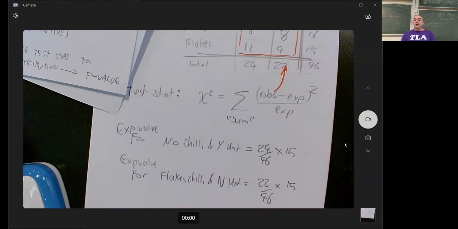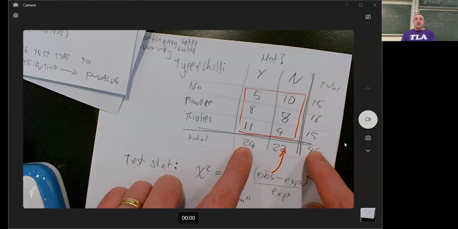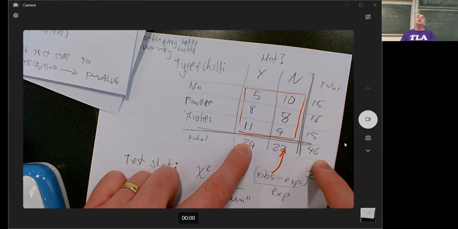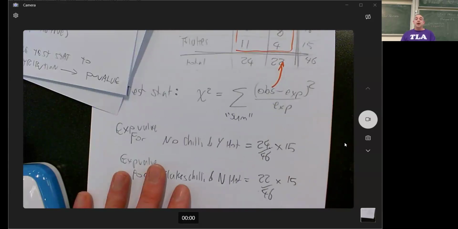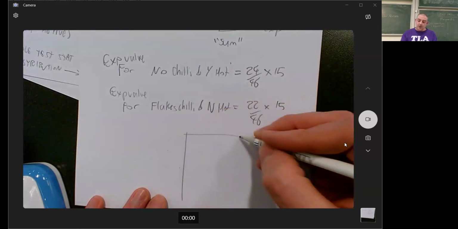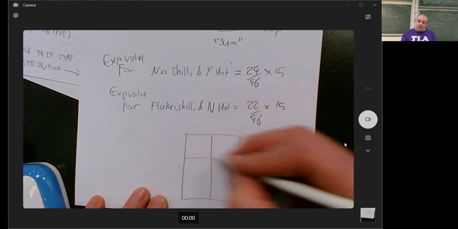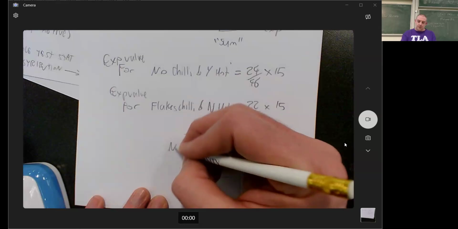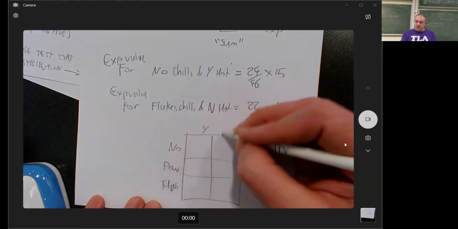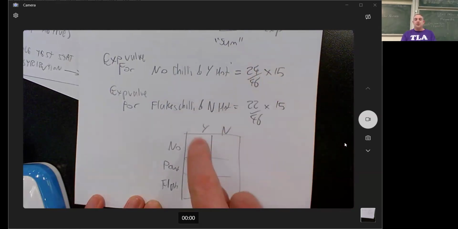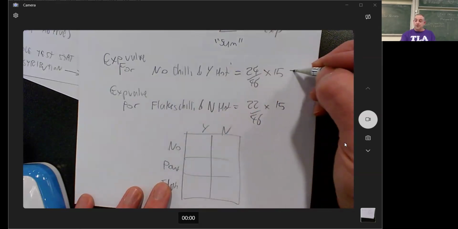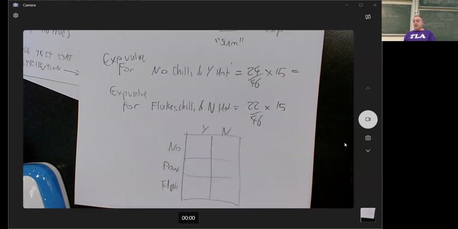And that's how you do it. You do this out of this times this, or you can do this out of this times this. It doesn't really matter. It works the same way either way. And you figure out all of those answers and you make a table of those. No, powder, flakes, yes, no. So this number here goes in that spot there, whatever this is. And that is what calculators are for, people.